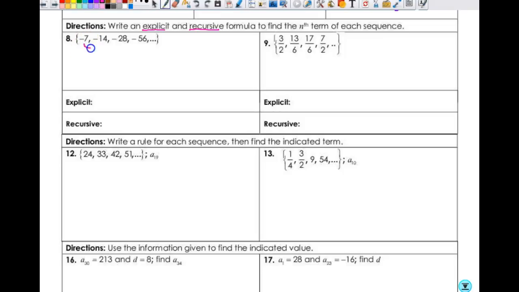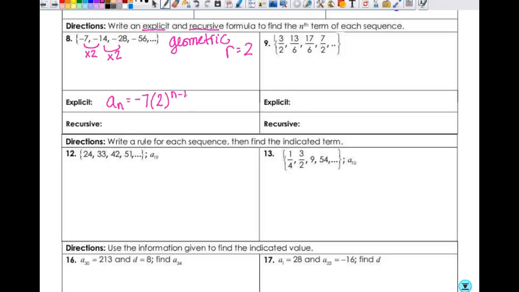Well, I can see here that I would be multiplying by 2, and multiplying by 2. So this is geometric, right? Geometric. r is equal to 2. So I use my formula for geometric, and that's where the explicit comes in, when you write the formula that will work no matter what you plug in for n, and I could find the 50th term without finding terms 1 through 49. So your explicit, a sub n, is going to be equal to a1, which is -7, times r, which is 2, to the n minus 1 power.